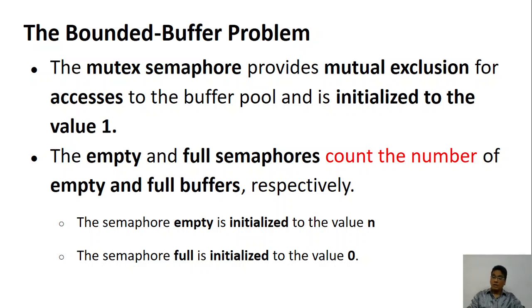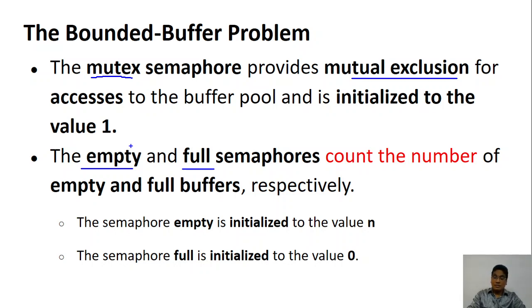There will be two other variables. One variable is the mutex, which will be used for achieving mutual exclusion. The other two are empty and full, which indicate the state of the buffer. So if empty equals some value, you can take some action, and if full is some value, you can take an action.